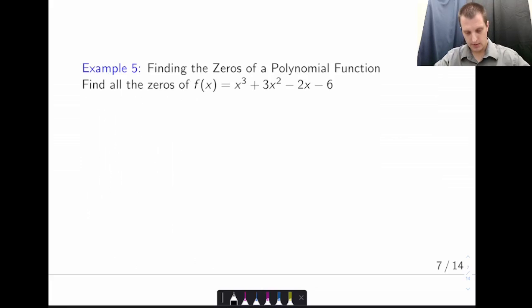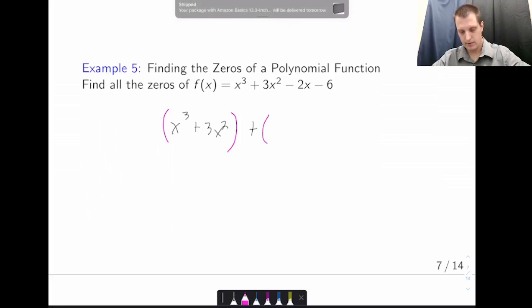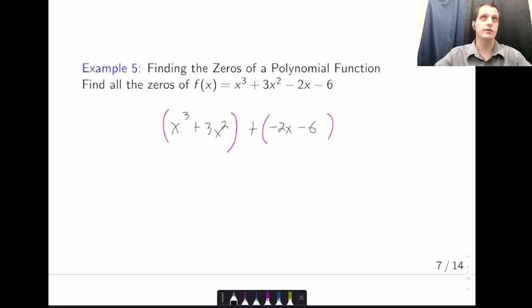So I'm going to group x cubed plus 3x squared. I'm going to put a plus sign in the middle of them. Then I'm going to group negative 2x minus 6. And here we're looking for greatest common factors. For this first group, I can see that there is a greatest common factor of an x squared. They both share x's. X squared is the lower of the two, so that's going to be our greatest common factor. So we can factor out an x squared, be left with an x plus 3.